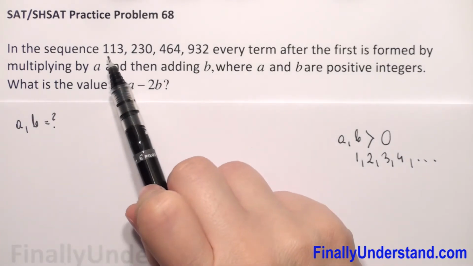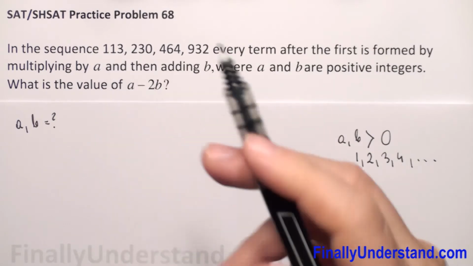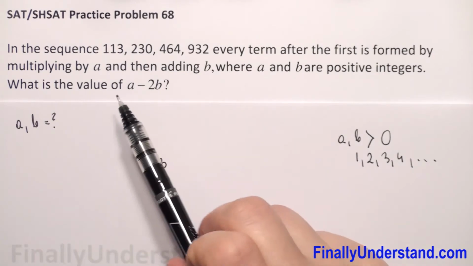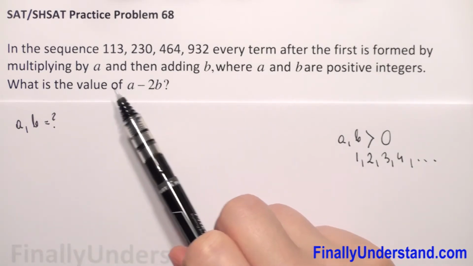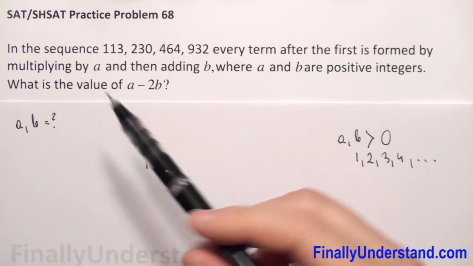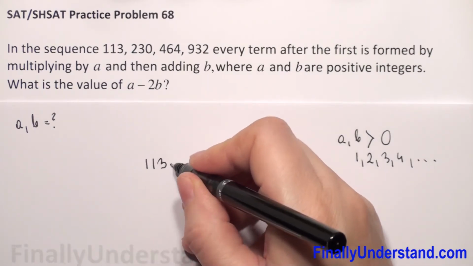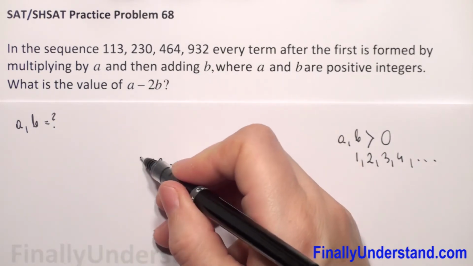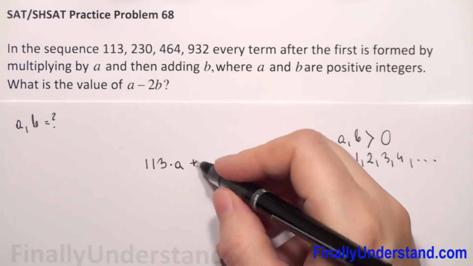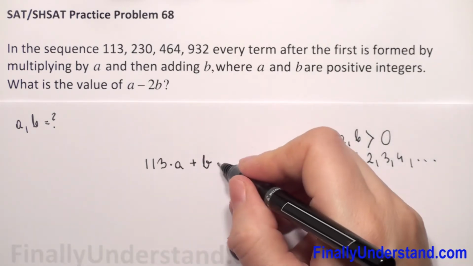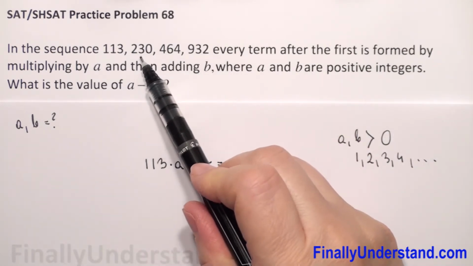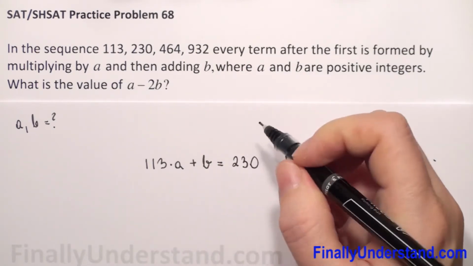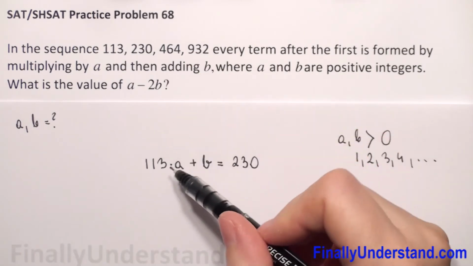So let's take the first number from our sequence. We have 1, 13. The next number is formed by multiplying by a. We have to multiply the first term by a, and then we have to add b. And this is equal to the second term of our sequence, which is 230.